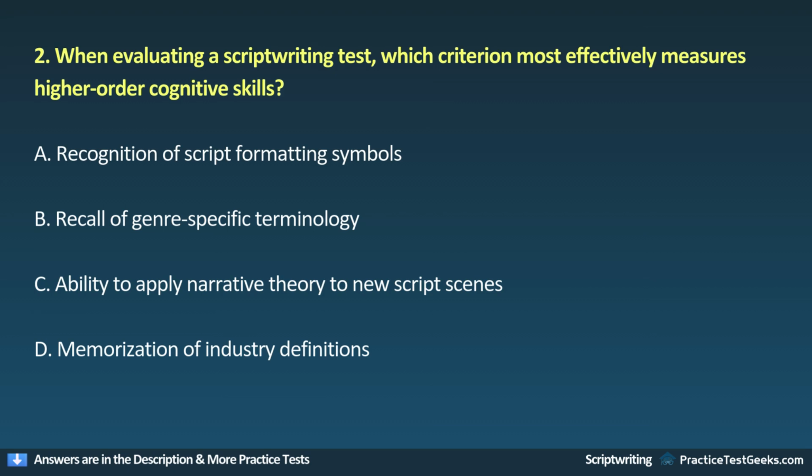2. When evaluating a scriptwriting test, which criterion most effectively measures higher-order cognitive skills? A. Recognition of script formatting symbols. B. Recall of genre-specific terminology. C. Ability to apply narrative theory to new script scenes. D. Memorization of industry definitions.